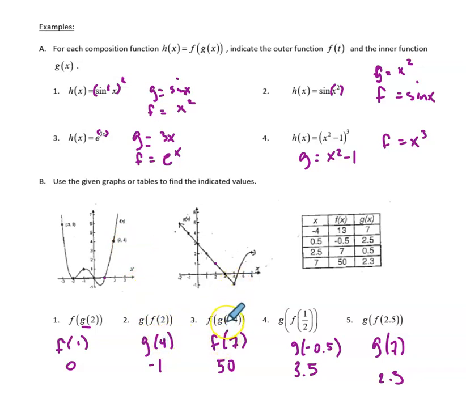Now I'm going to switch to the table. g of negative 4 is 7, so then I need f of 7, which is also on the table, that is 50. Still working on the table, f of 1 half is negative 1 half, so I need g of negative 1 half. That's not on the table, so I go to the graph and it looks like g of negative 1 half is 3 and a half. Working on the table, f of 2 and a half is 7, and then g of 7 is 2.3.